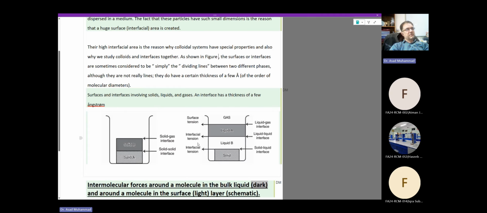So again, we have two types of phenomena observed. One is surface tension, and the other is interfacial tension. Whenever you have a material in contact with a gas, it can be liquid or solid, then we call it surface tension. But if there is something other than gas, then it will be called interfacial tension. Okay? You understand that?